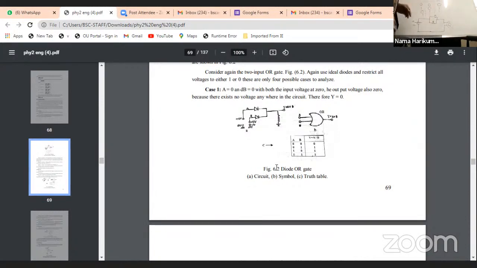Finally, both are closed. A and B are both closed, meaning the positive terminal is directly connected to our LED bulb. So the LED bulb is glowing. Glowing means the value is 1. So for A plus B, the output values are 0, 1, 1, 1. These are the output values.